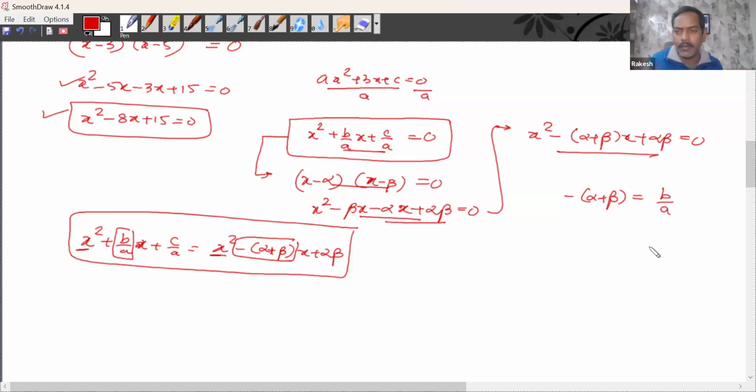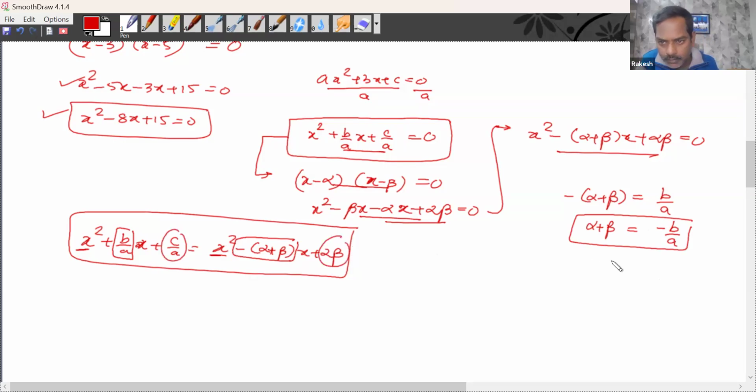Let us multiply both sides by minus 1. It will not make any change. So here we'll be getting alpha plus beta only. Here I'll be getting minus b by a. Correct? Second, the last term should be equal to this. That is alpha into beta is equal to c by a.